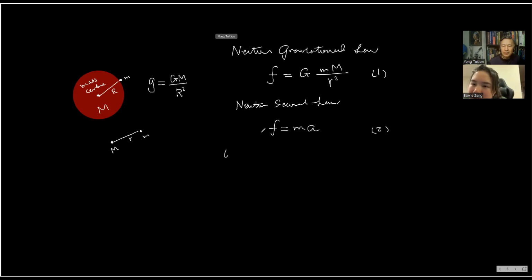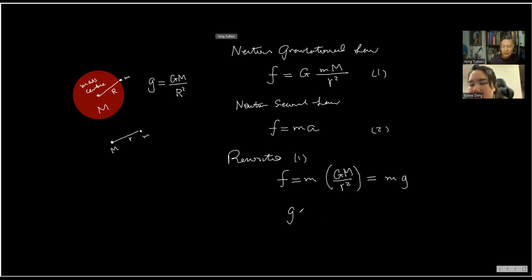We can first rewrite equation 1. We just put the m, the object that we're interested in, and put the GM inside, over r squared. So we can introduce something called g. We can multiply m by g. So what is g? That is the formula: g is equal to G multiplied by the mass, divided by r squared.